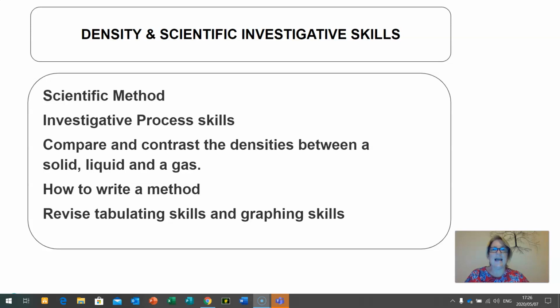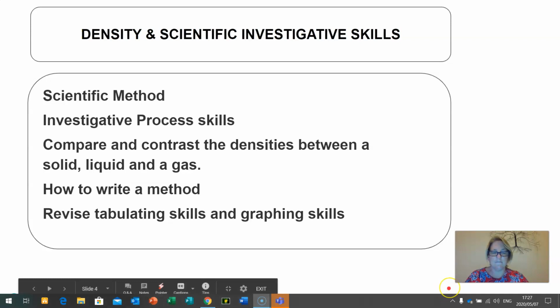So for our lesson today, we're going to keep with the theme of density, but we're going to have a look at scientific investigative skills. So we're going to focus on the scientific method and the process skills, because I think that these are really important skills that you learn. I think we can't just focus on the content. I also want us to look at comparing and contrasting the densities between a solid, liquid, and a gas. I'd like to teach you today how to write a method, and we will revise some tabulating and graphing skills.